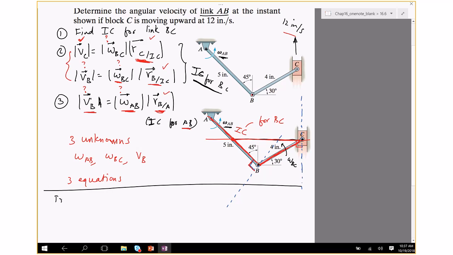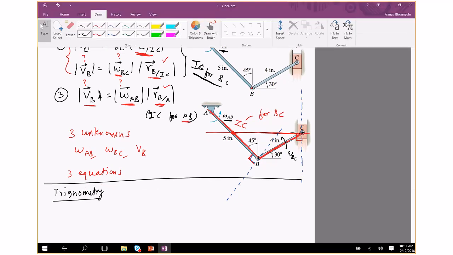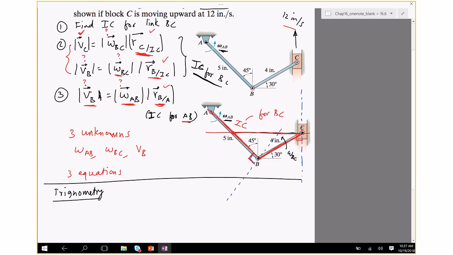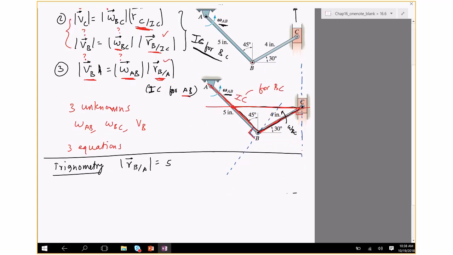Okay, so trig. So first of all, I know what R_B with respect to A is. It's simply 5, right? Because that's given. Okay, I need to find this length and this length. I believe I know R_BC, so let's draw that triangle again. This is 4. I need to find R_CIC and R_BIC.